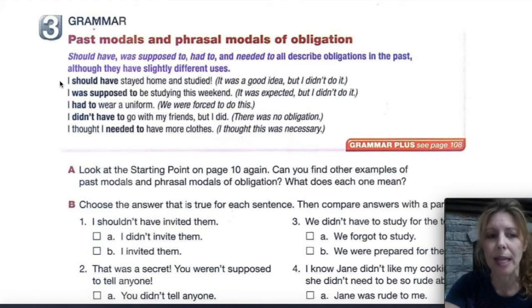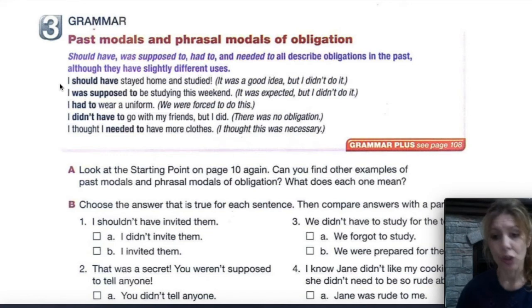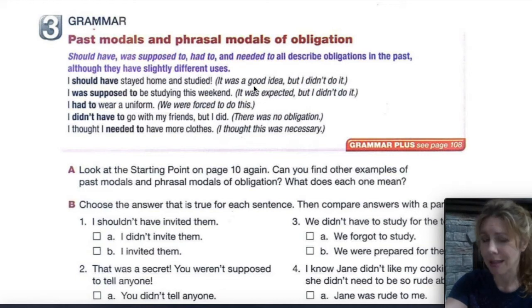So let's look at our first example, should have. I should have stayed home and studied. So what does that mean if you say I should have done something? Well, basically it was a good idea, okay, but I didn't do it. So when you hear somebody say I should have stayed home, I should have studied, it means they did not do it, okay? It was a good idea, but they didn't do it.